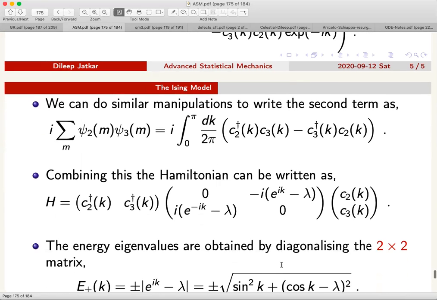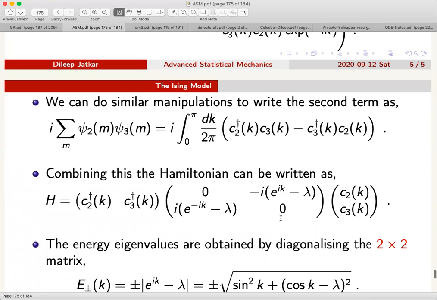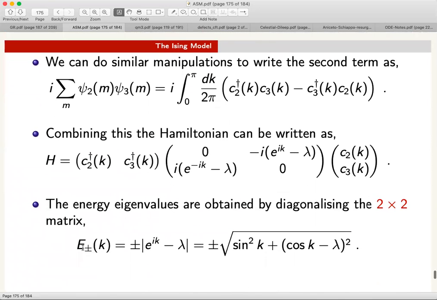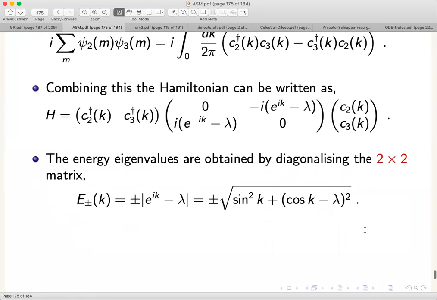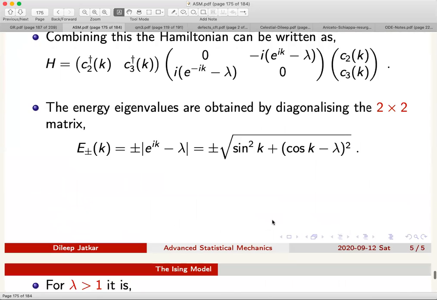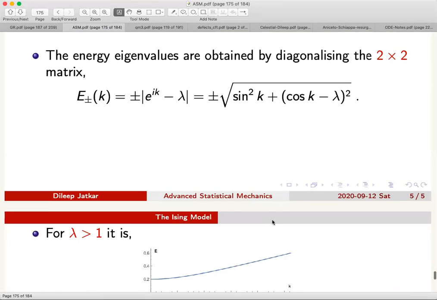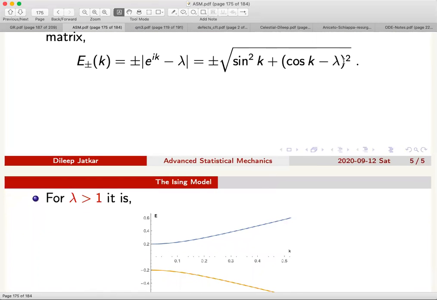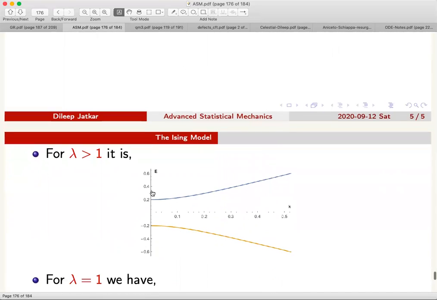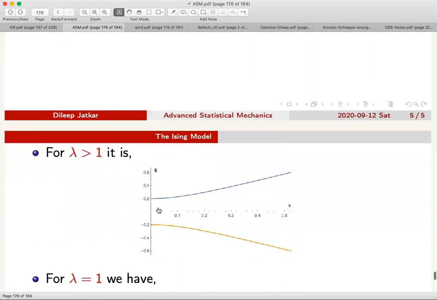creation annihilation operators, this Hamiltonian would be diagonal. Now, of course, it's kind of easy to diagonalize this 2 by 2 matrix, and the eigenvalues are given by E plus minus, which are just opposite of each other, plus minus square root of sine squared k plus cos k minus lambda whole square. Okay, and we also checked, we plotted these energy eigenvalues for lambda greater than 1, where you have a gap and the spectrum is symmetric.